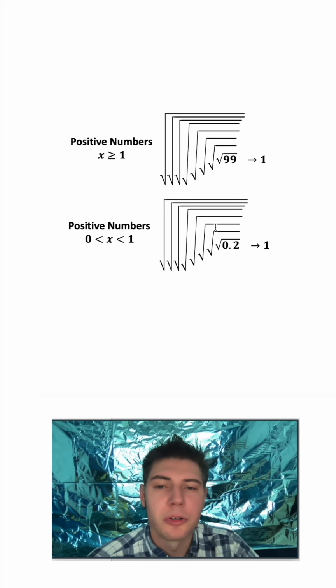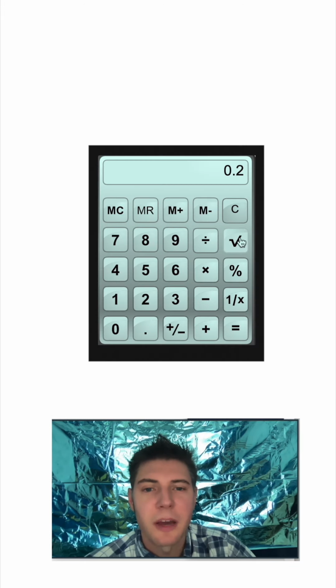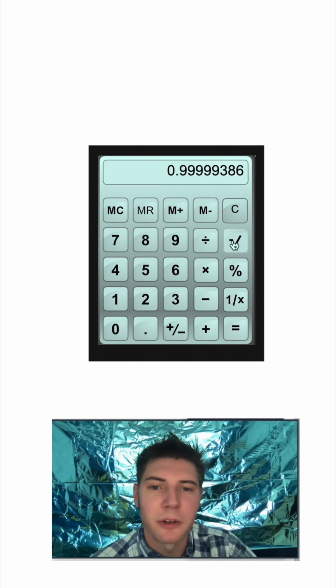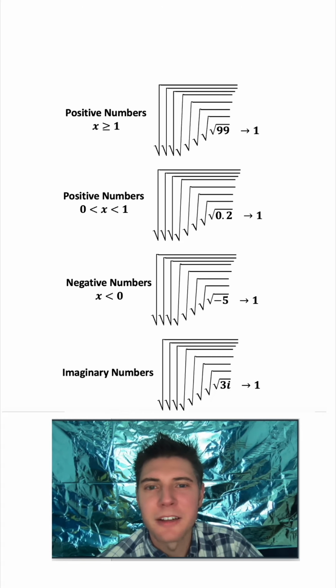But this is also true if the number is between 0 and 1, it's going to go up until it hits 1. For example, 0.2, if we keep taking the square root of it, notice how it's increasing and it's going to approach 1. And if we hit it enough, it will actually say 1, because of the fact it rounds. And there's the 1. This is also true for negative numbers and imaginary numbers.